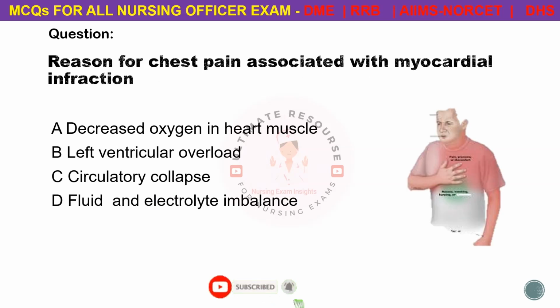Reason for chest pain associated with myocardial infarction. Options are A. Decreased oxygen in heart muscle, B. Left ventricular overload, C. Circulatory collapse, D. Fluid and electrolyte imbalance. The answer is A. Decreased oxygen in heart muscle.